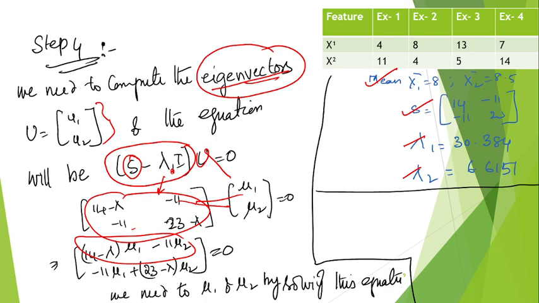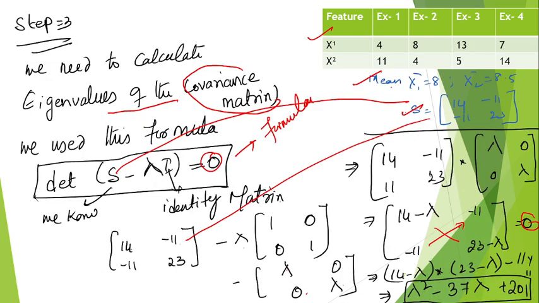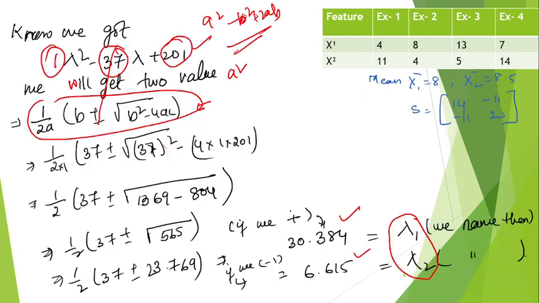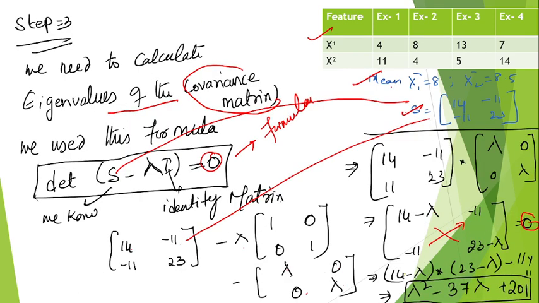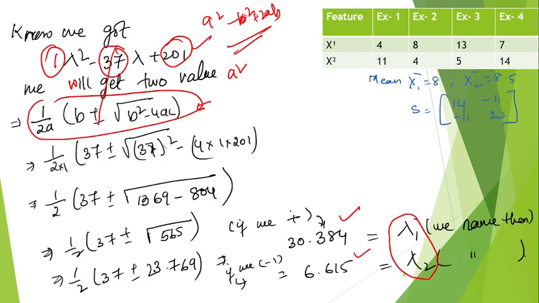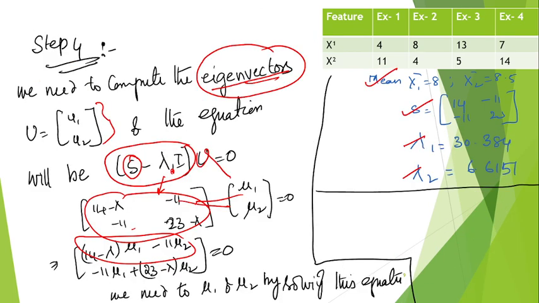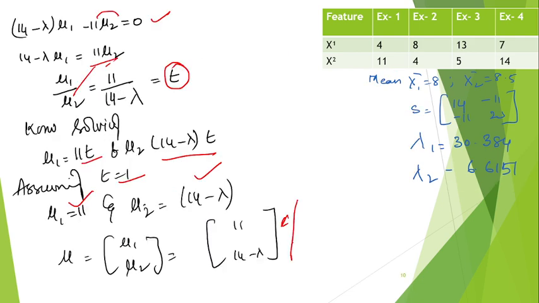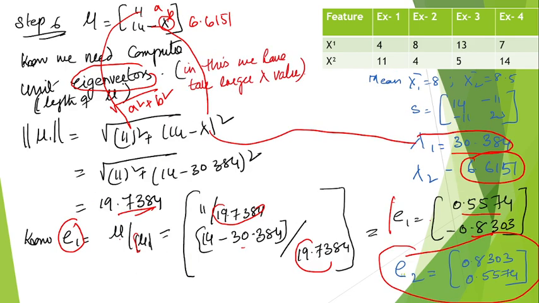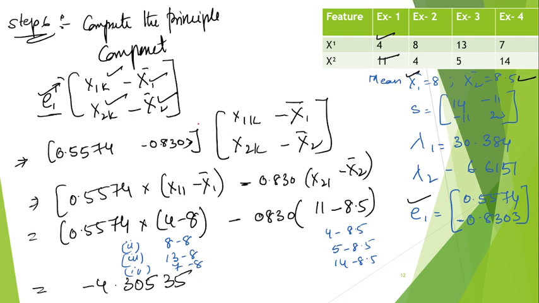We have to calculate eigenvectors. How to get eigenvectors? First we have to calculate the covariance matrix. After the covariance matrix, from this matrix we have to get eigenvalues. First we have to calculate eigenvalues. Once we have the eigenvalues, then we go to eigenvectors. Once we have the eigenvectors, we get E1. Correct?